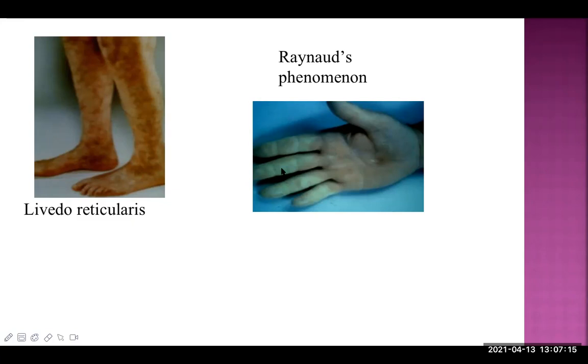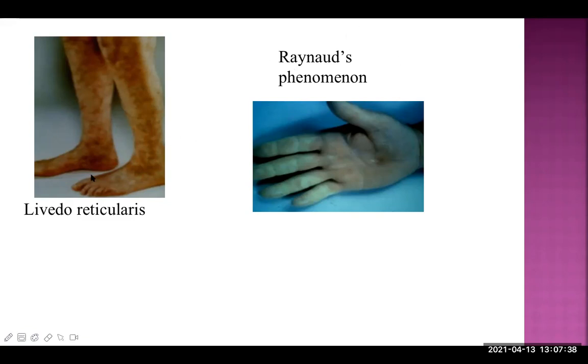After pale, which stage comes in Raynaud phenomena? Bluish. Very good. And ultimately, at the end, which color comes? Reddish. Excellent. Pale, blue, red, one after other is called Raynaud phenomena. It can be a disease by itself, or it may be a manifestation of connective tissue disorder.